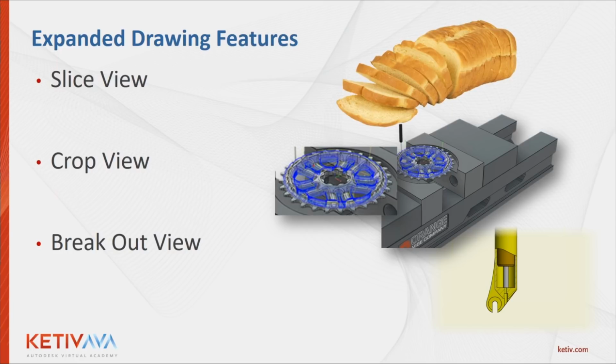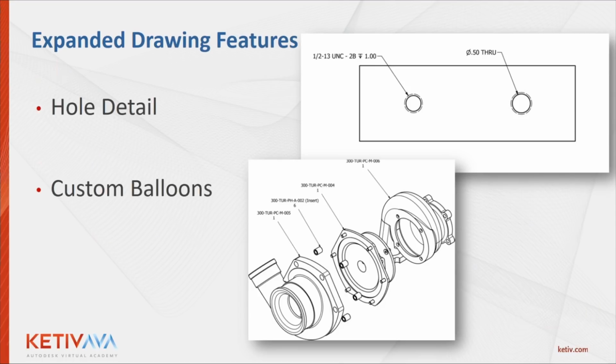Breakout view, if you're trying to see the internals inside of an assembly or inside of a part, a breakout view is very useful for that. It lets you just kind of cut away a layer or a certain depth of your component so you can see what's going on behind that.